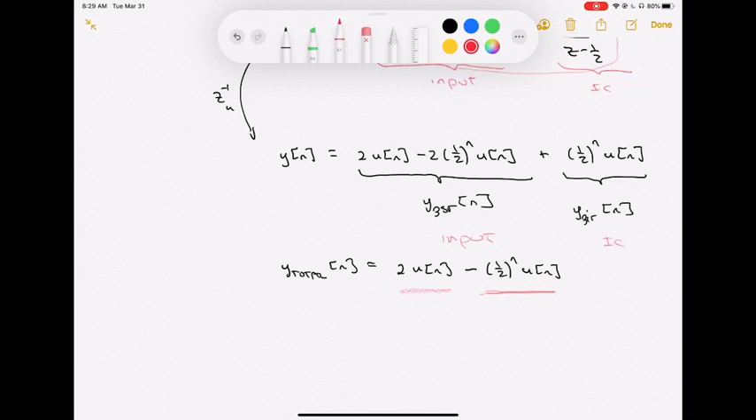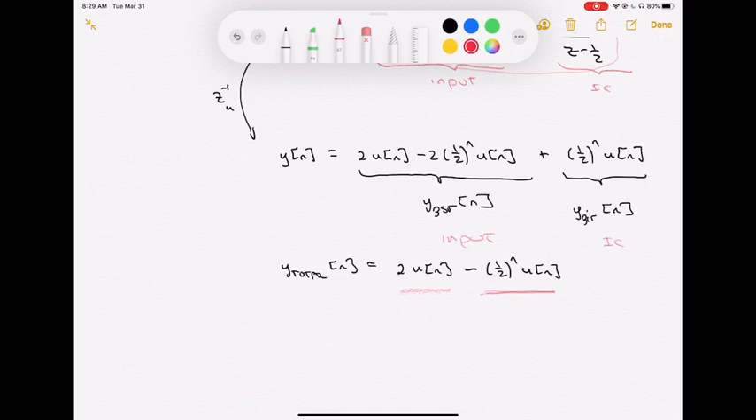That's our natural response. If you remember back to calculus, another way of splitting up solutions to things like difference equations or differential equations, rather than zero input and zero state, or homogeneous and non-homogeneous, is forced and natural. These are the forced and natural components as well.